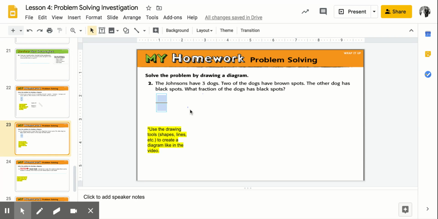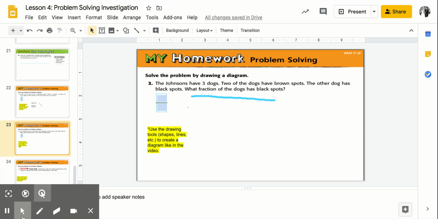The next question was, the Johnsons have 3 dogs. 2 of the dogs have brown spots. The other dog has black spots. What fraction of the dogs has black spots? So once again, I'm going to get my drawing tool and try to figure out my question.